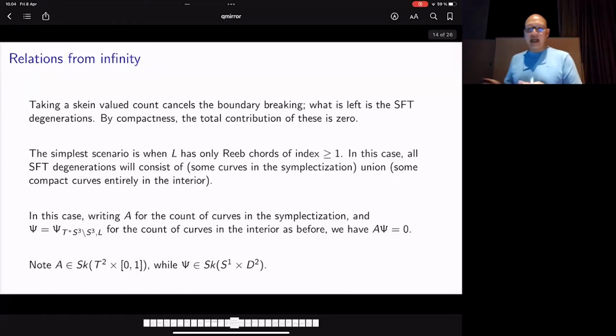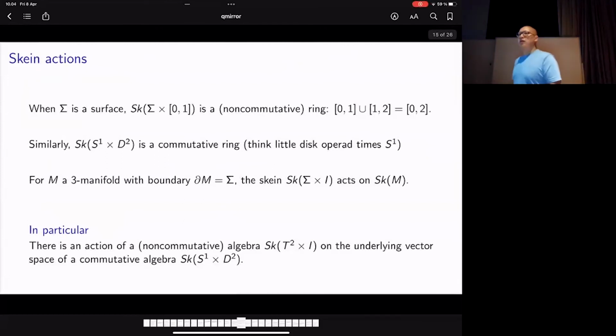how to understand this kind of equation, A psi equals 0. So we have to discuss again Skein modules and so on. The first thing to note is that if you have a surface, then you study the Skein module of the surface times an interval. And that's, in general, a non-commutative ring. And how is it a ring? Well, you take the surface times the interval and you stack it on top of the surface times the interval. You glue the intervals together, and you get a surface times an interval. So that's some kind of action. And a similar thing, if you take a circle times a disk, that's another kind of 3-manifold. And the Skein module of that is a commutative ring.